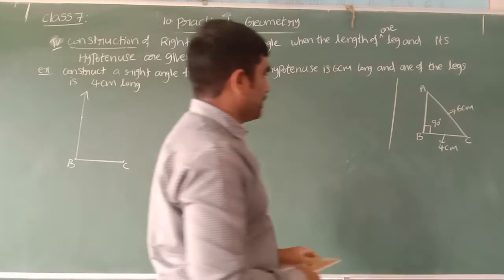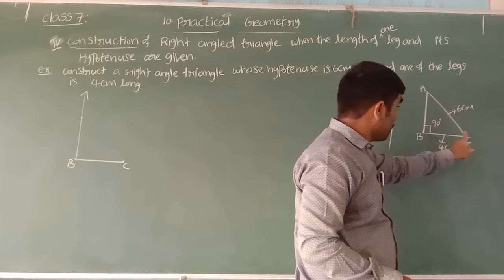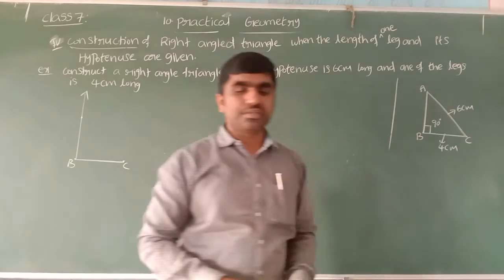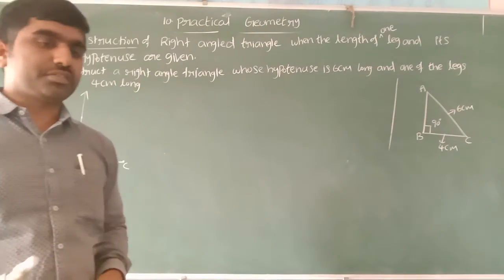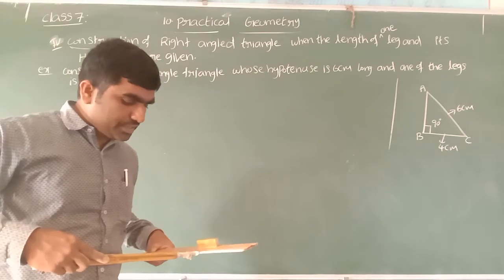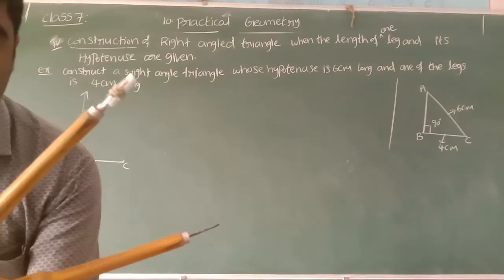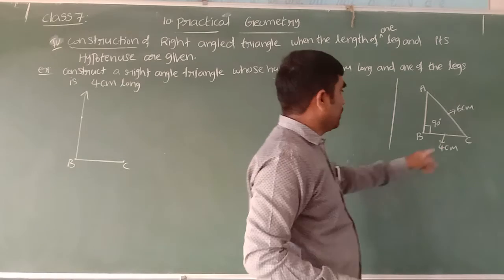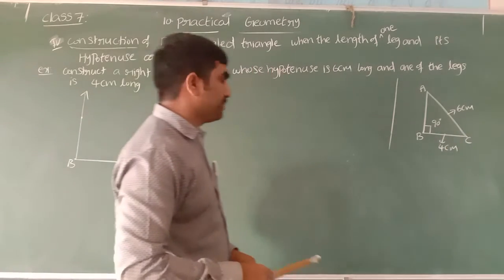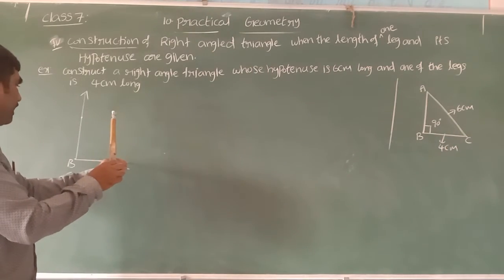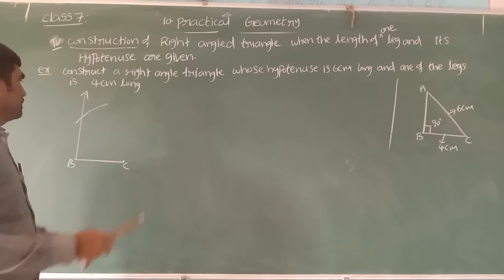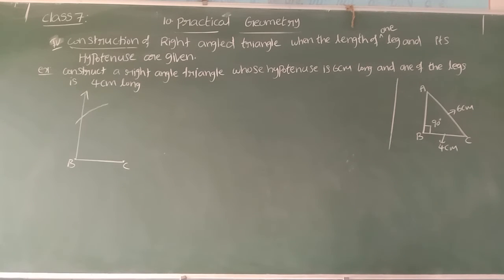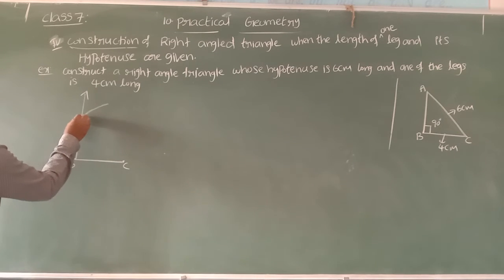Now from vertex C, we need to draw an arc of length 6 cm. Take the compass and set the compass length to 6 cm on the scale. Now by using this 6 cm length, draw an arc from vertex C. Now that arc and the ray are intersecting. Name the intersecting point as A.